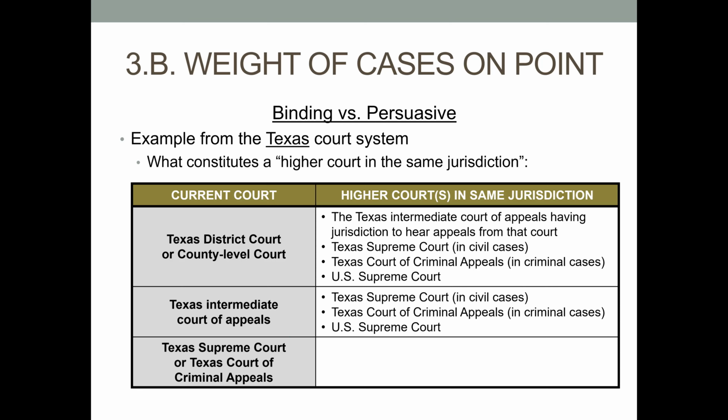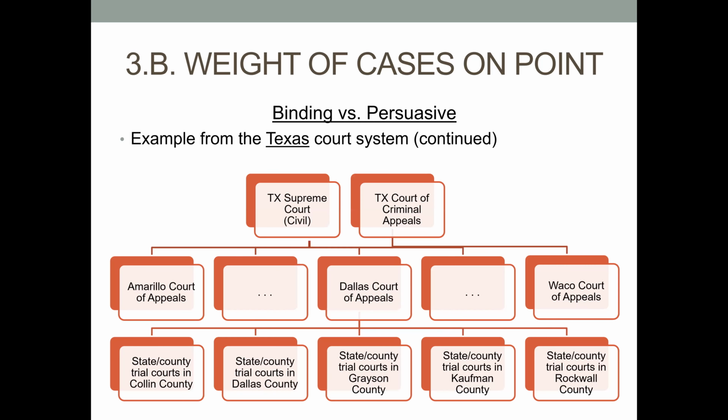Now, finally, if your client is in either of the 2 supreme-level courts in Texas, either the Texas Supreme Court or the Texas Court of Criminal Appeals, then at that point, the only higher court that potentially would have binding opinions would be the U.S. Supreme Court, and typically that would involve on-point opinions that involve U.S. constitutional issues. So, as we did with the federal court system, now let's look at a chart of the Texas court system and see how this works in a bit more detail.